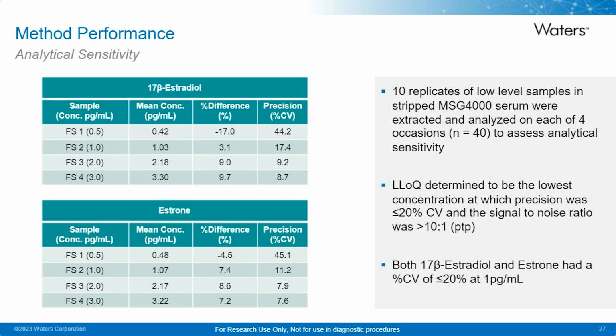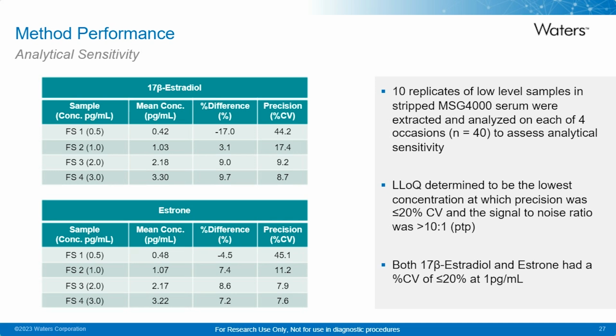Then if we take a look at our analytical sensitivity testing, this was performed by extracting and analysing 10 replicates of low-level samples across each of 4 occasions. And again, samples were prepared by supplementing our analytes into the Golden West Biologicals serum prior to extraction. So we set our lower limit of quantification at the concentration where the CV was less than 20%, and also the signal to noise ratio by peak to peak was greater than 10:1.